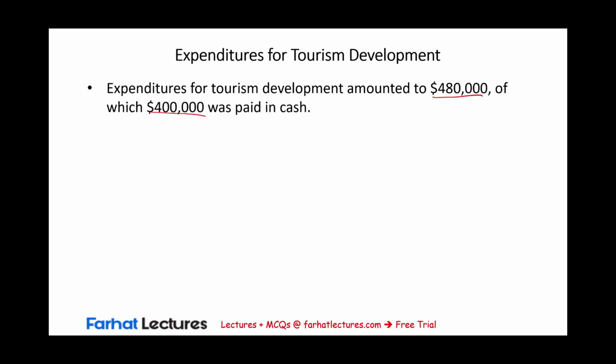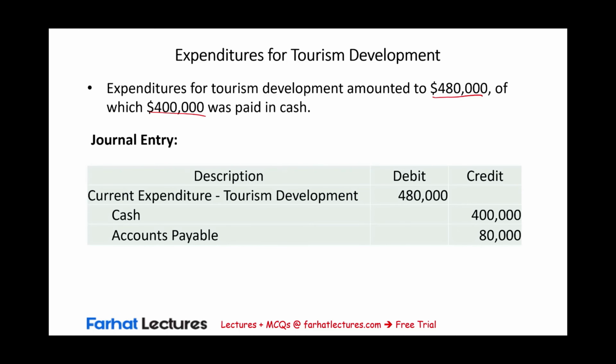Let's start to work with the journal entries. Well, starting with the $480,000, we're going to debit current expenditure, or expenditure for tourism development. We're going to credit cash. We paid cash, and the remainder, which is not paid in cash, will be accounts payable.